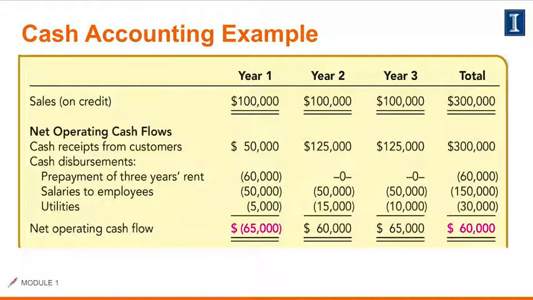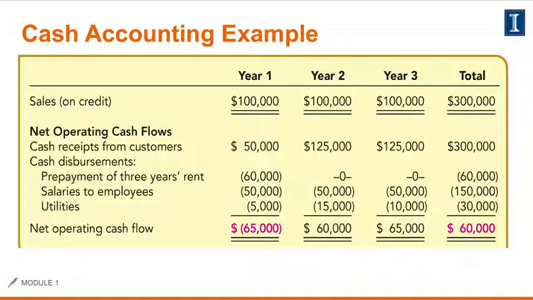Let's take a look at the contrast between cash versus accrual accounting by reviewing an example where the credit sales are $100,000 a year. Here you can see what cash accounting would look like. The cash receipts of $300,000 show us the actual cash collected from the customers for each year. The cash disbursements show the actual cash payments, or cash out, which include prepaid rent of $60,000 paid in the first year. This is very typical for items such as prepaid rent and prepaid insurance.